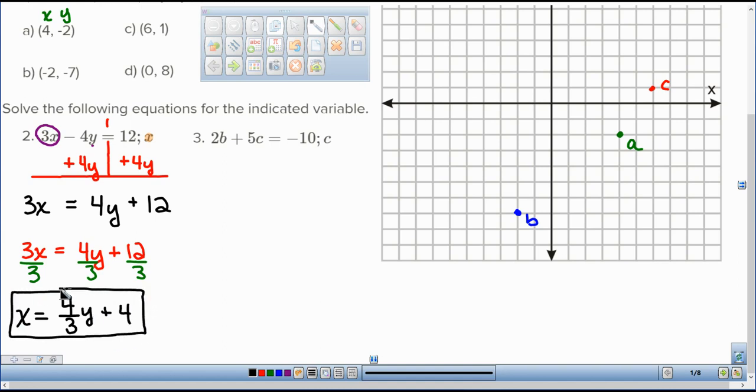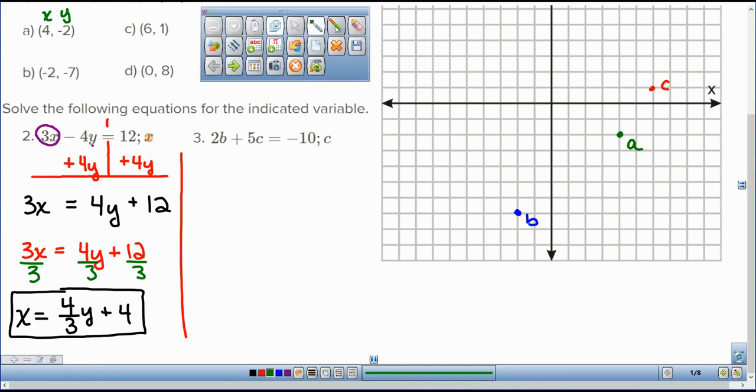Now, it doesn't tell me exactly the value of x because there's a variable over here, and x is dependent upon the value of what y is. If y was 3, then I would plug it in and I'd get 3 divided by 3 is 1, times 4 is 4, plus 4 is 8. So the ordered pair, well, it's in the wrong order. But when I plug in a 3 for y, I get 8 for x. And so x is going to change as we change the value of y. Let's look at this one.